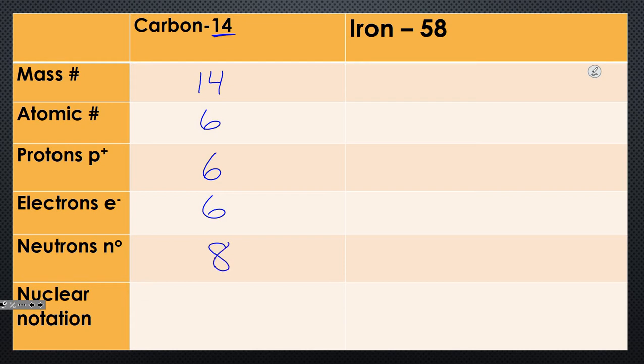So now we need to write the nuclear notation. So what is the symbol for carbon? C. So we're going to put a C here. What was the mass number? 14. So it's going to go on top. What was the atomic number? 6. It's going to go on the bottom. And we've done our nuclear notation. Okay? I want you to try iron really quickly. I'm going to give you a few minutes to get a head start on me. And then I'll put it up and let's see how you did.